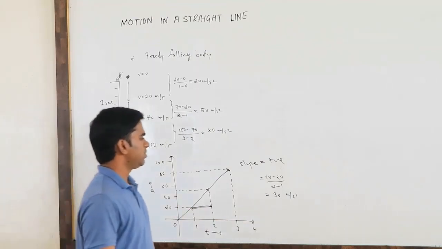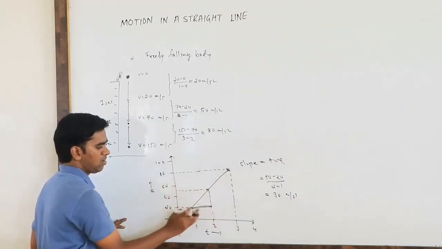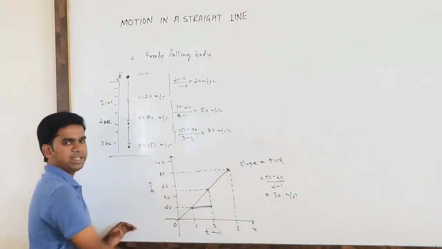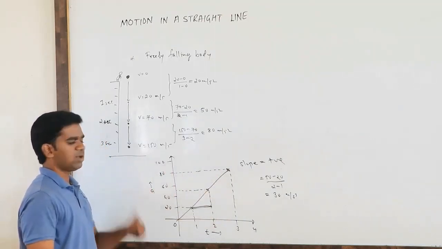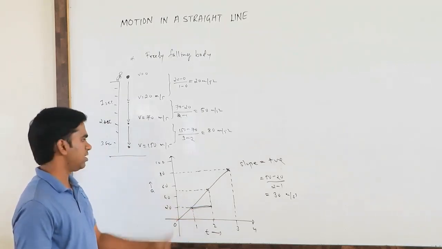Similarly, you can calculate area also. If you calculate the area under this curve, you will get the velocity. If they ask you to calculate velocity, you have to calculate the area under the curve.